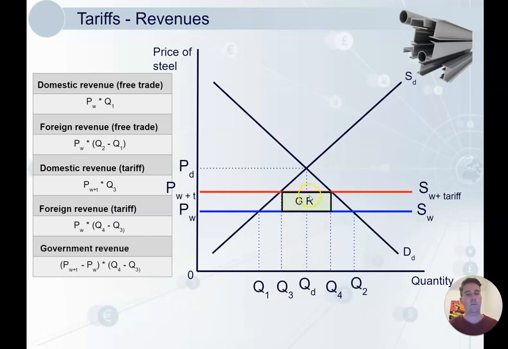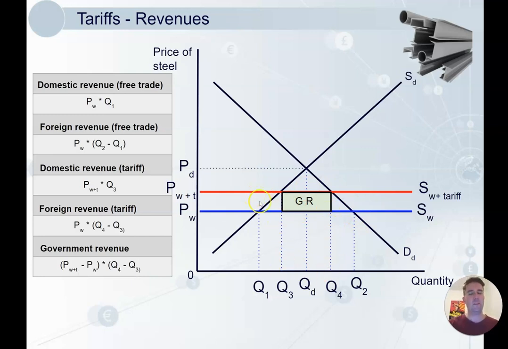And government revenue. Now, this looks really complicated down here, but it's this rectangle here. So it's the amount of imports that are now put in place, multiplied by how much the tax is on those imports. So the tax is the vertical difference between the curves, multiplied by the number of imports that there now are.